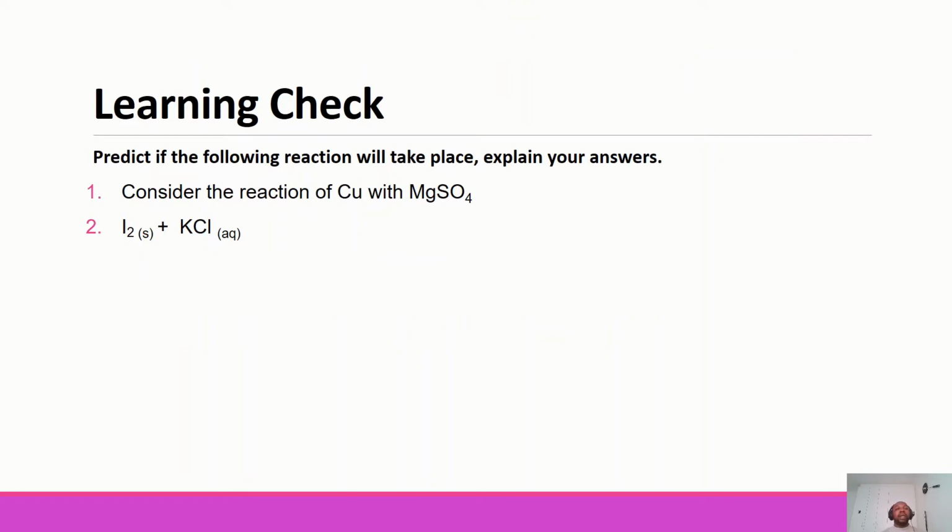So learning check. You have to predict if the following reaction will take place. Explain your answer. So when you have copper reacting with magnesium sulfate, explain if it's going to take place. Okay. Then the second learning check. You have iodine reacting with KCl. Can the reaction take place?